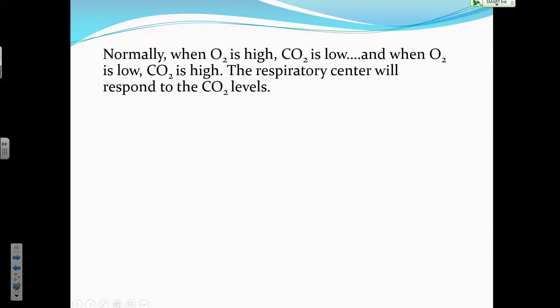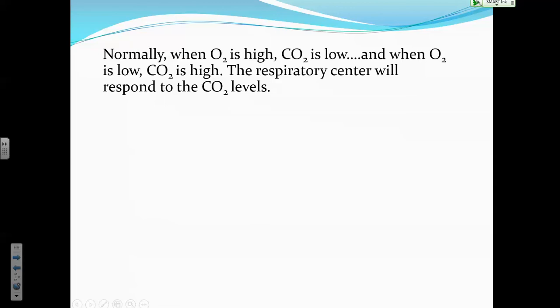All right, so if we look at this, this is what I've said. Normally, when oxygen is high, CO2 is low, and when oxygen is low, CO2 is high. And you also realize that whatever CO2 is, so is hydrogen. So if CO2 is low, hydrogen is low. If CO2 is high, hydrogen is high.